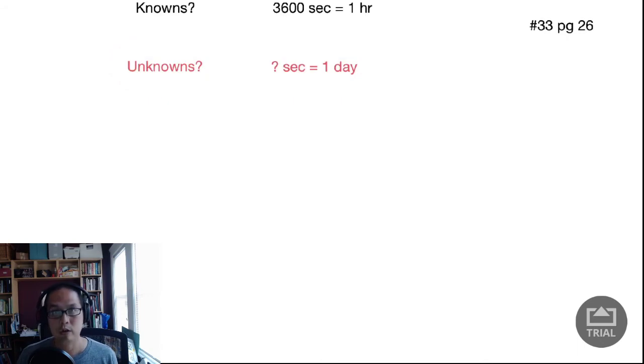We are going to look at number 33 on page 26, okay? I'm just going to do the problem. It walks you through it in steps, but I'm just going to do the problem. Read the following conversion problem and then answer the questions. There are 3,600 seconds in an hour. How many seconds are there in one day?